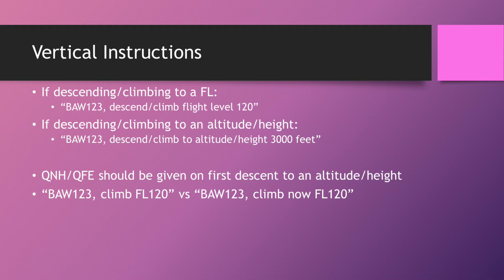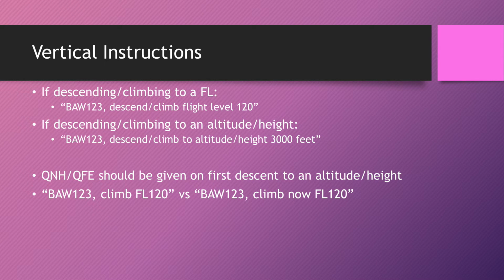Let's move on to vertical instructions. If an aircraft is climbing or descending to a flight level, you'd say Speedboat 123, descend or climb flight level 120. If they're descending to an altitude or a height, or climbing, it will be Speedboat 123, descend or climb to altitude or height 3,000 feet. The key difference between the two is that if it's to an altitude or a height, the word "to" needs to be included. If it's to a flight level, you don't include the word.